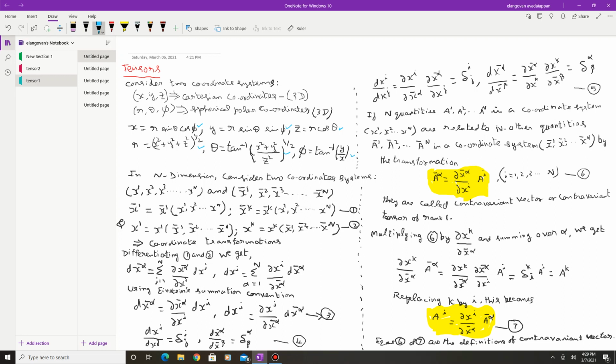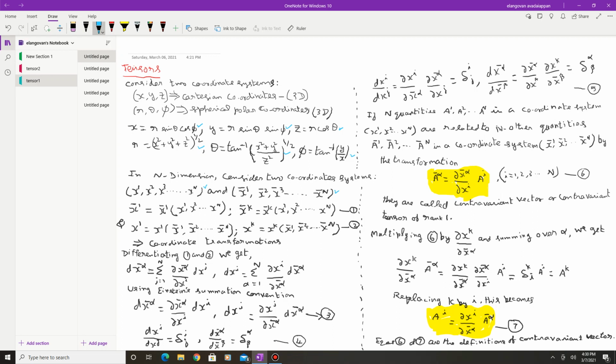Here we are using a barred system, in order to distinguish between this system and that system, which is the unbarred system. This is the unbarred coordinate system. We can say this is a barred coordinate system, so that we can differentiate the two coordinate systems. So this is x1 bar, x2 bar, x3 bar, and xn bar. So x1, x2, x3, xn is a set of coordinates in one system. We call this the unbarred coordinate system. x1 bar, x2 bar, x3 bar, and xn bar is another set of n coordinates in the barred coordinate system.